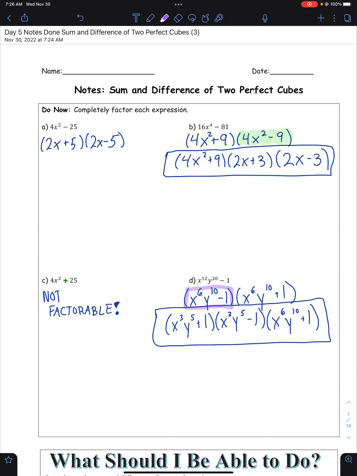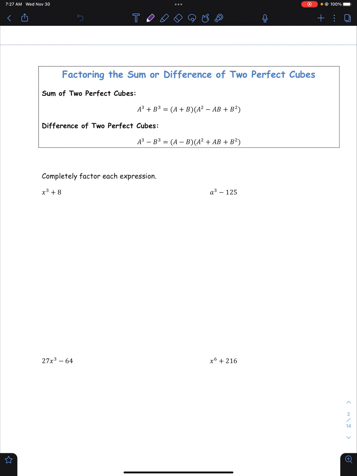So let's go to the next page. Instead of just factoring difference of two perfect squares, now we're going to factor two perfect cubes. And with cubes, they can be sums or they can be differences. So you don't only factor the difference of two perfect cubes, you can also do the sum of two perfect cubes. And here are the formulas.